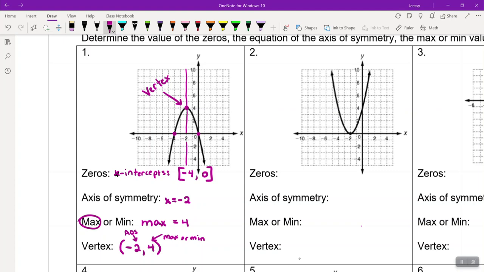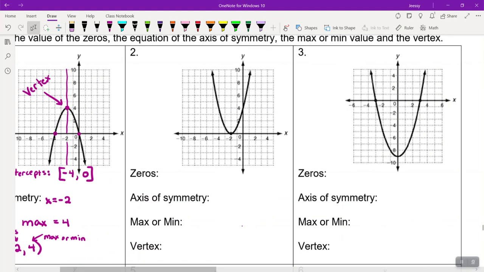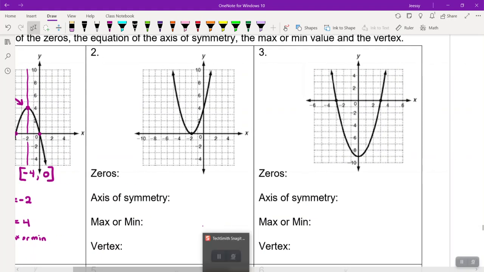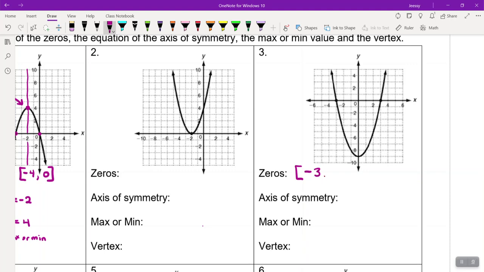All right, so let's do this one a little bit. Let's skip this one and let's do 3. All right, here we go. In number 3, what are the zeros of this function? Once again, go back to number 1, and the zeros are -3 and +3, right? This is not an ordered pair because it's not in parentheses. This is in brackets, which is just giving you 2 elements.